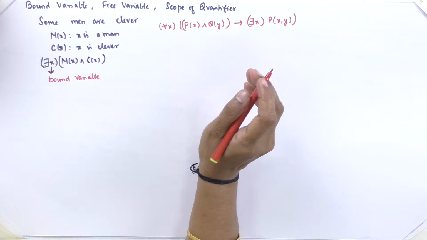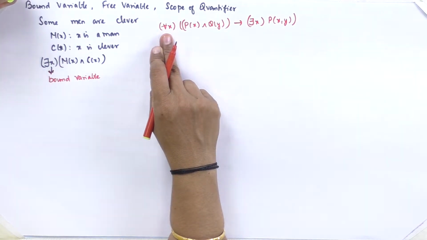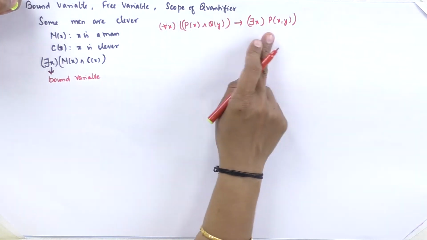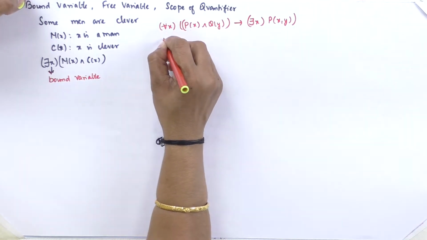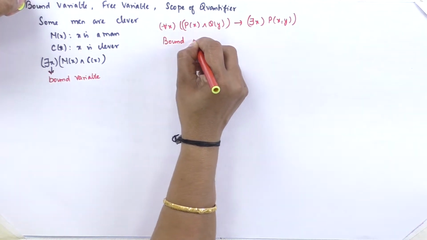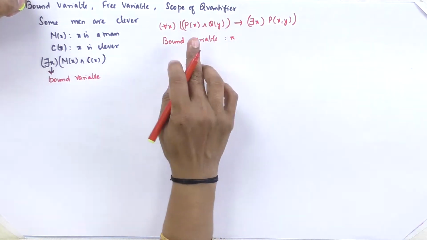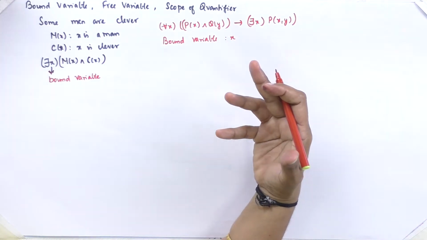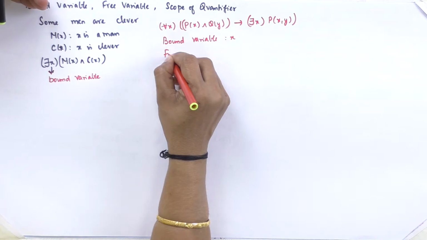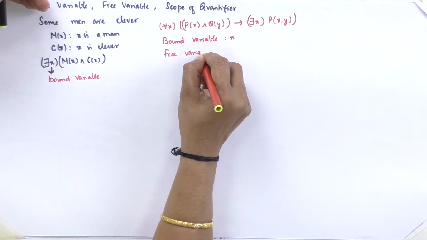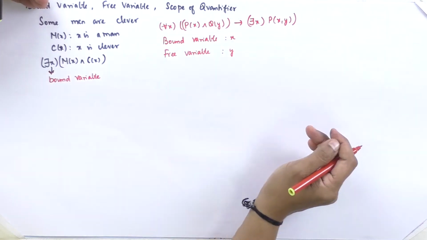Now I have to see which variable is quantified. I have x and y here, but only x is quantified with the universal quantification symbol, and again the same thing. So the bound variable here is x. Free variable: how do we say that the variable is free? If it is not quantified by any quantification symbol. So the free variable here is y, since it is not quantified by any quantification symbol.